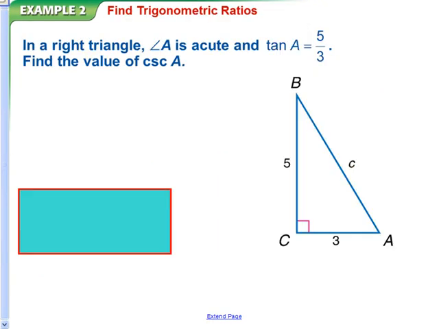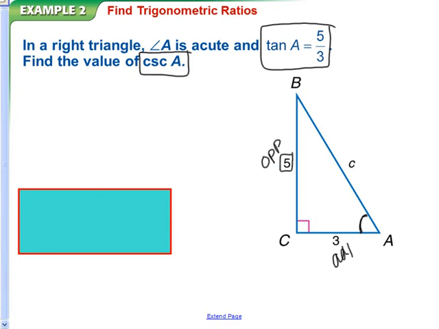Okay, how about this one? So you're going to be given a problem like this. Tangent of A equals 5/3. Find secant of A. I'm sorry, cosecant of A. So what you're going to have to do is draw a triangle like the one that's given here. And if we know tangent of A is 5/3, so we're using angle A, this is our opposite side, so that's why we put a 5 here. And then this is the adjacent, so that's why we put a 3 here, because tangent is opposite over adjacent.